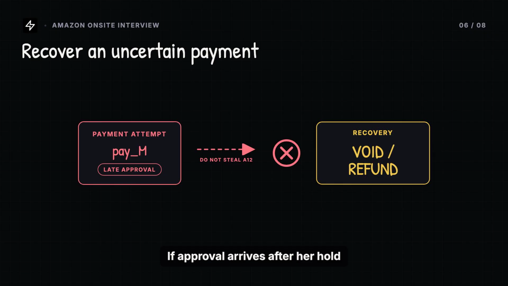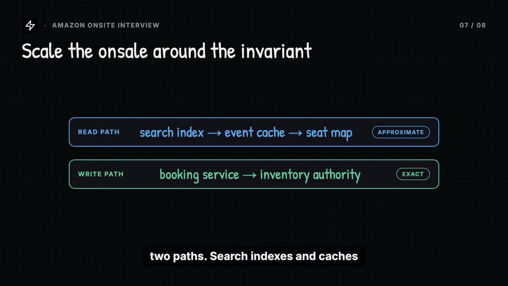If approval arrives after her hold expired and the seat belongs elsewhere, correctness wins. Do not steal the seat back. Record the failed conversion and void or refund the payment as appropriate. The full design has two paths: search indexes and caches scale discovery. The booking service and authoritative inventory store protect ownership.